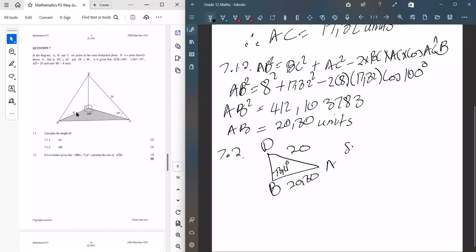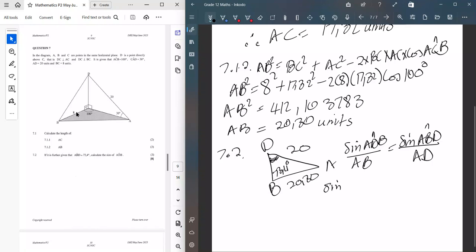So we're going to say sine angle ADB. It's this one here. Which side is opposite ADB? It's AB. Then this is equal to sine angle ABD. Which side is opposite angle ABD? Angle ABD is this one here. The side opposite it is AD.